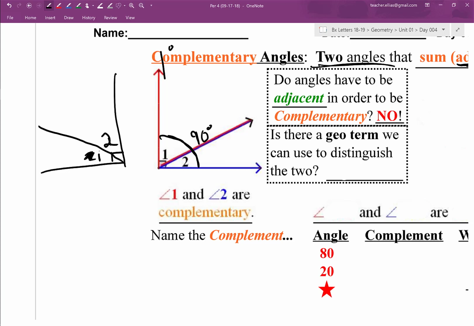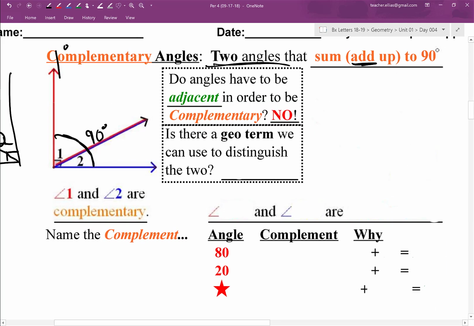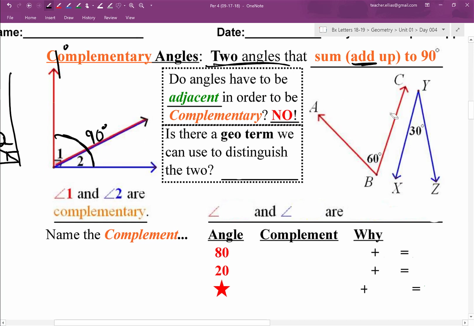But back to the original question, drawn this way, are they still adjacent? So is there another way to draw complementary angles? You could have that second diagram we had, where they're not adjacent, they're separate. But what could you say about that red angle and that blue angle? Does anybody remember how to name that red angle? Angle ABC. Yep, angle ABC. And the blue angle? Good.